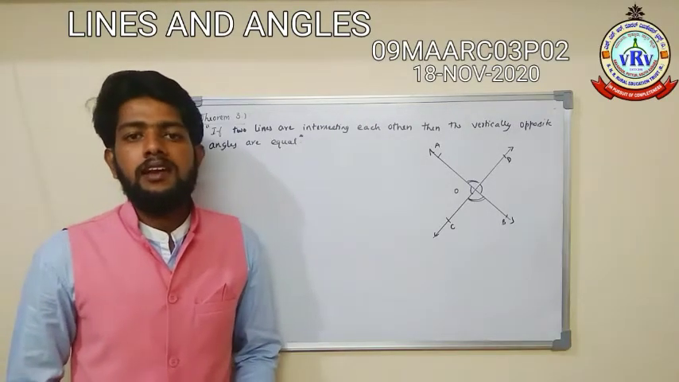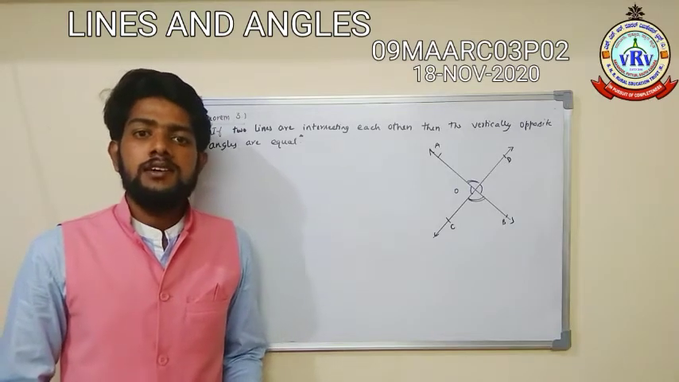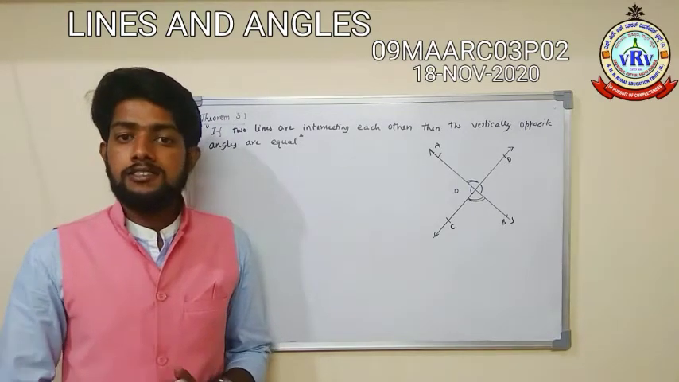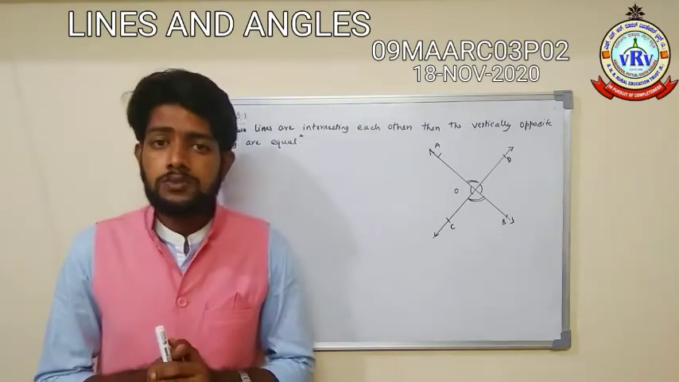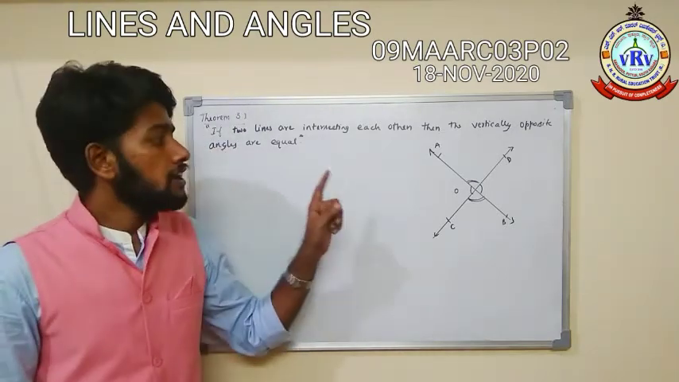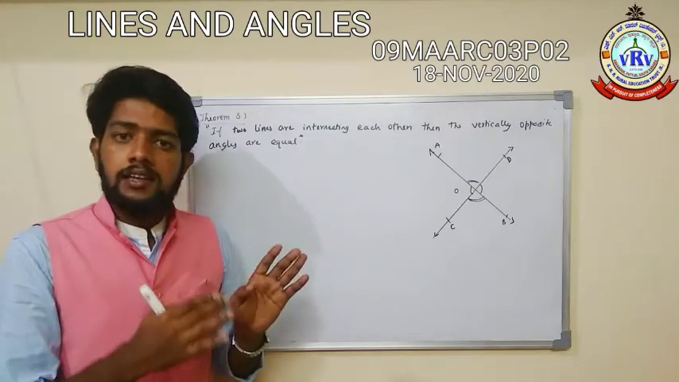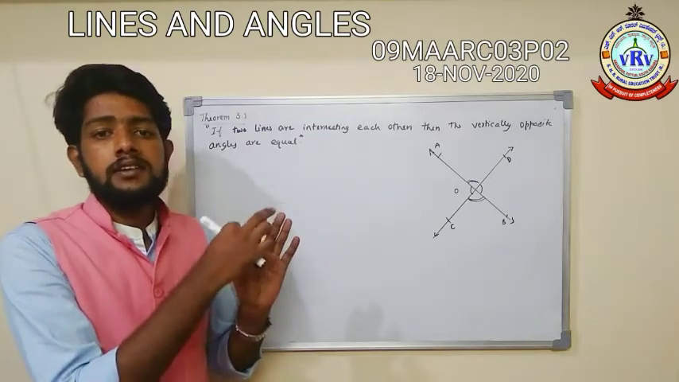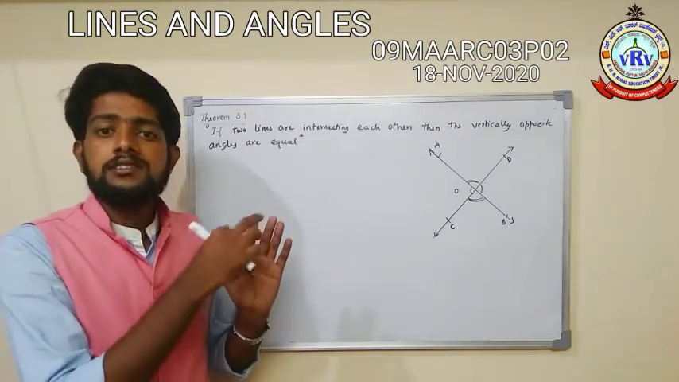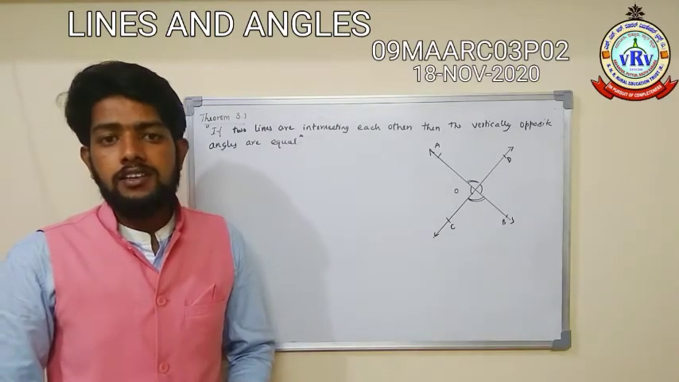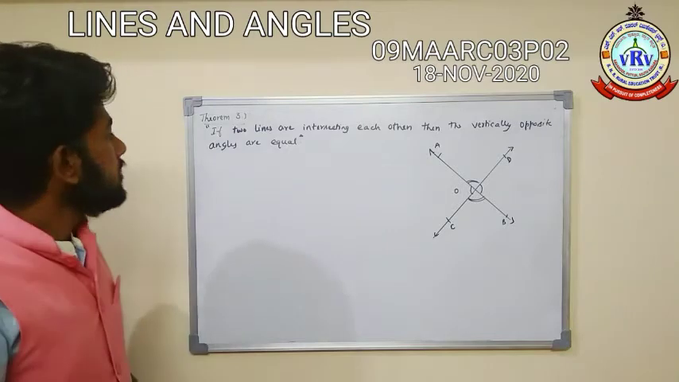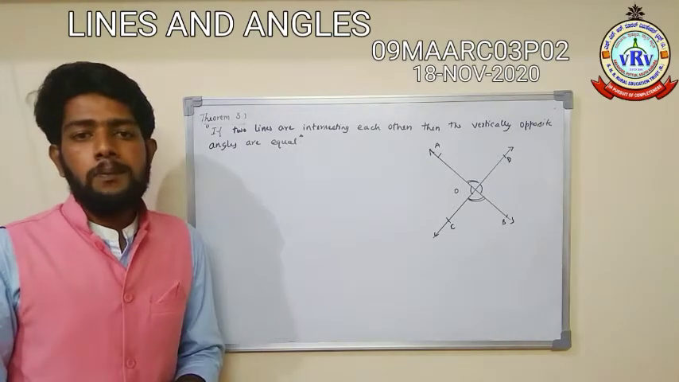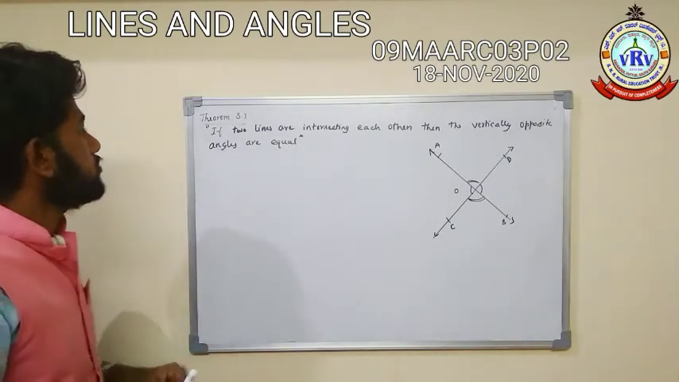In this chapter, lines and angles, we study the different types of angles, different types of pairs of angles, and the two axioms. The axiom tells us if a ray stands on a line, then the sum of the two adjacent angles created by that ray is equal to 180 degrees. And next we will see the theorem based on this axiom.